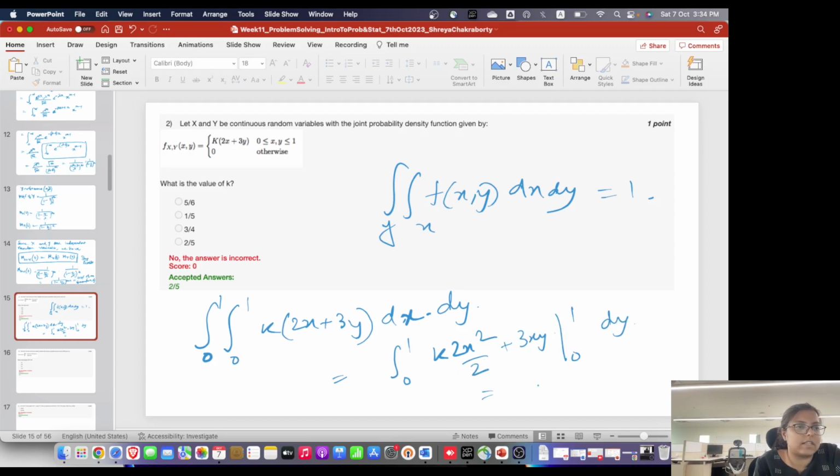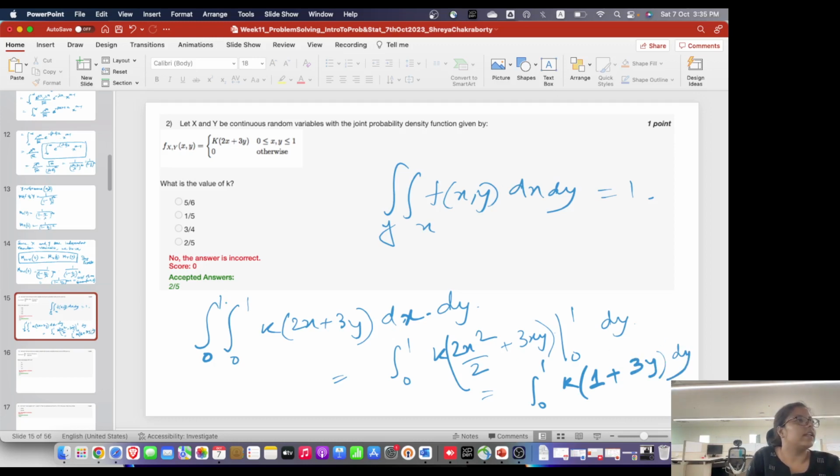The 2 cancels out, so we have the integral from 0 to 1 of k[x² + (3/2)xy], sorry, so this would be, we substitute 1 in place of x, so we have k[1 + 3y] dy.